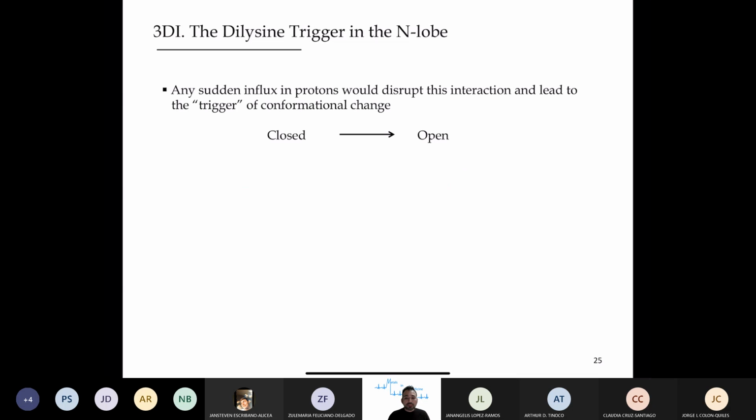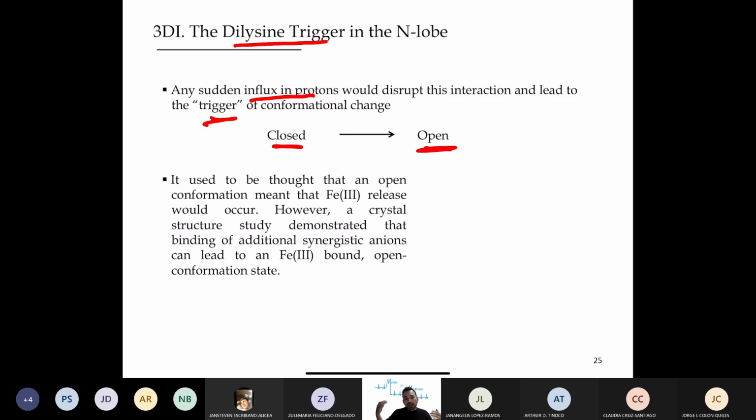All right, so when we're talking about the stabilization then, any sudden influx in protons would disrupt this interaction, and it can lead to what is known as a trigger of conformational change. That is the premise behind the title, the dilysine trigger. How do you go from a closed conformation into an open conformation? Well, that is because of that. If you have a sudden increase in protonation, the two lysines will become protonated, and then that will lead to a possible metal release.